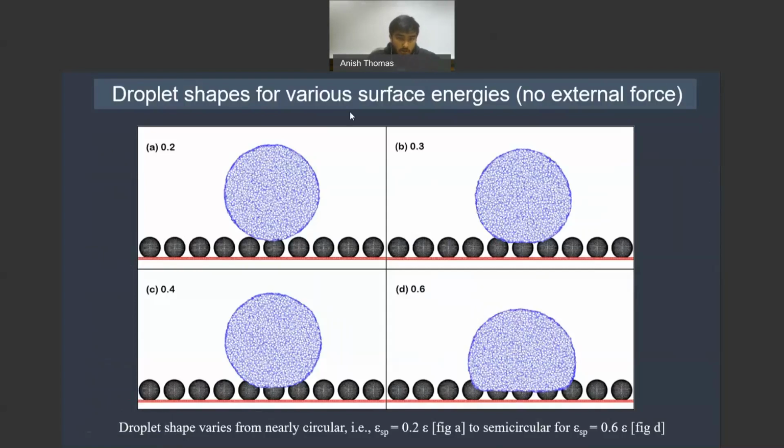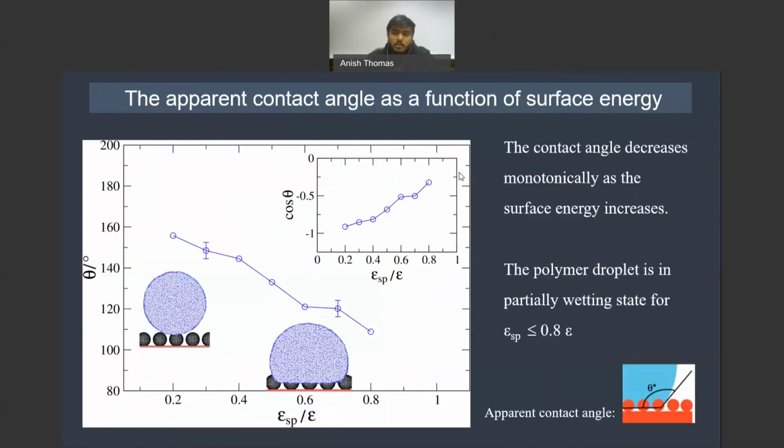So at a very low surface energy, you can see the droplet is close to being circular. As the surface energy increases, you can see in figure D, where the surface energy is 0.6, the droplet is almost semicircular in nature. The apparent contact angle as a function of surface energy. This graph shows the apparent contact angle for the droplet at different surface energies.